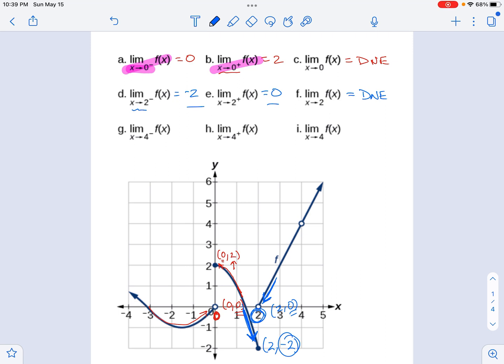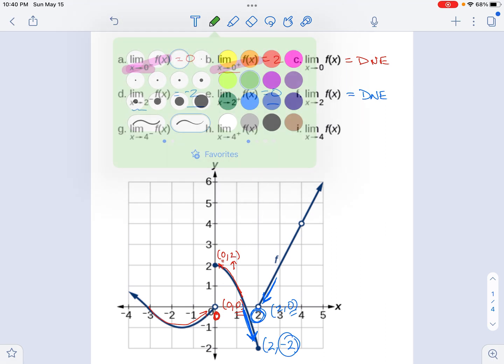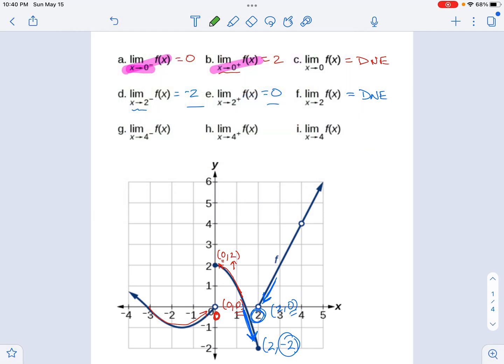And that's for x approaching 2. All right, a third time here. Okay, x is approaching 4. So here's 4. So it looks like I've got the point (4, 4).